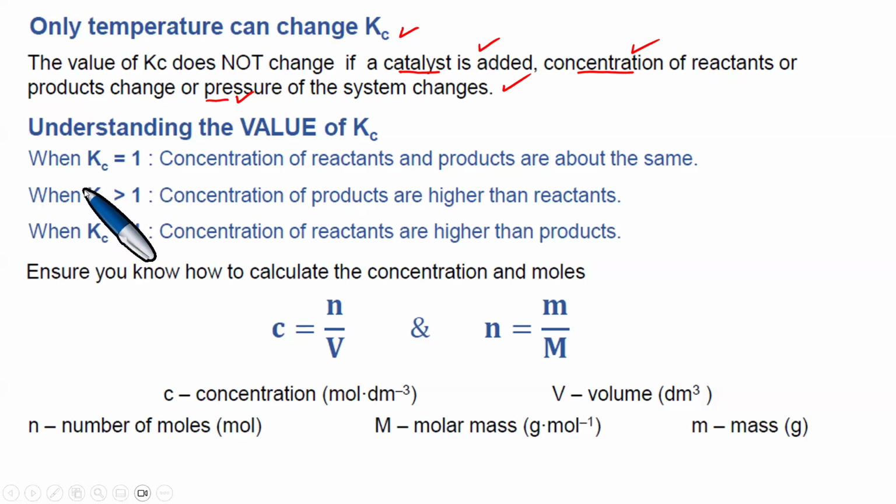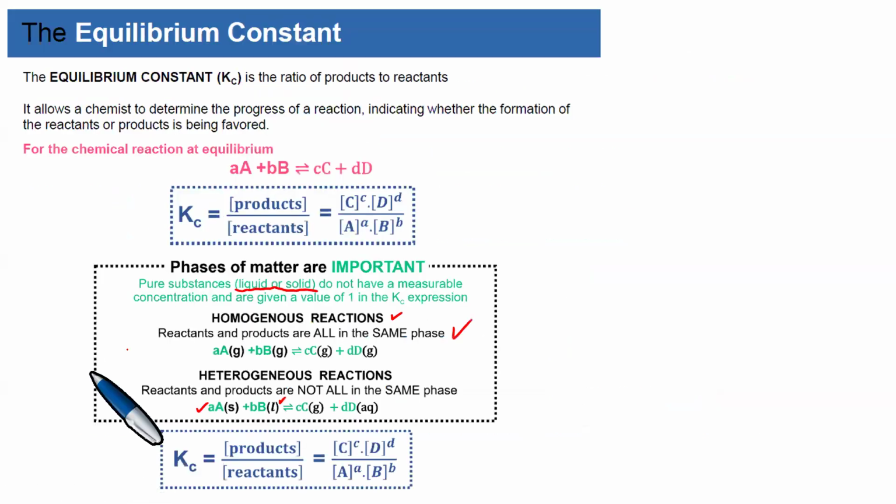Okay, when is the Kc greater than one? Sometimes it's greater than one. Yes, the concentration, obviously when it's solid or liquid, it's one. Obviously because, as you said, pure substances which are liquid or solid do not have a measurable concentration and are given a value of one. So the concentration of a solid, like the concentration of A here, we don't include it, because we just say one because it's a solid. So yes, I agree with you.